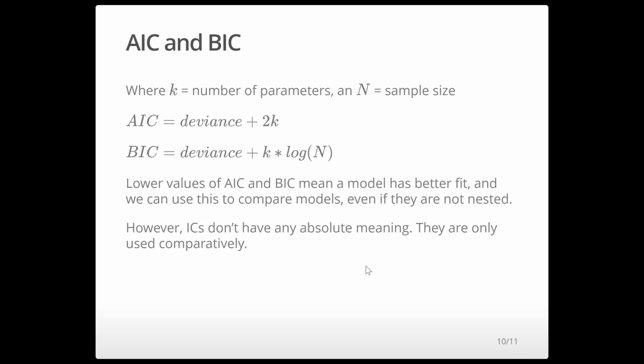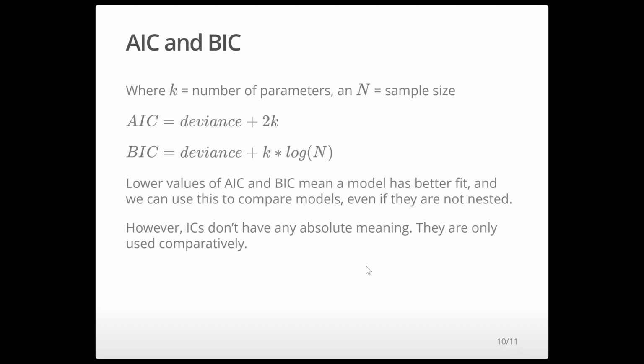The main difference between them is that BIC will sometimes be a little bit more conservative in terms of adding extra parameters, but they're often going to agree with one another. And again, the idea is we want to lower these, because remember, these are based on deviance, and lower deviance means better fit. So lower values of AIC and BIC mean better model fit, and we can use these to compare models even if they're not nested with one another.